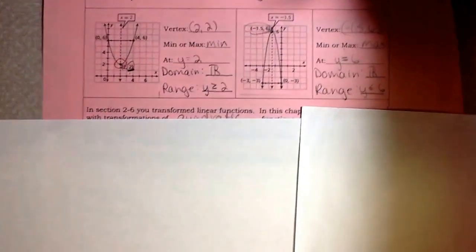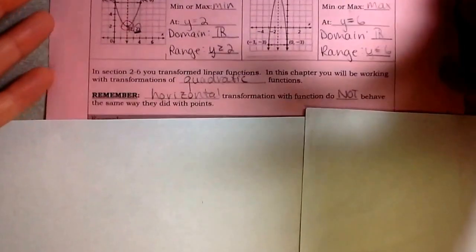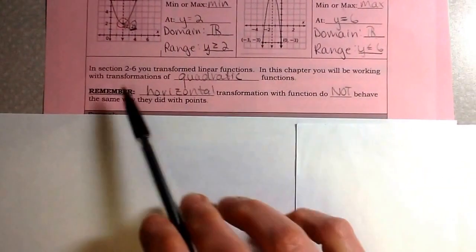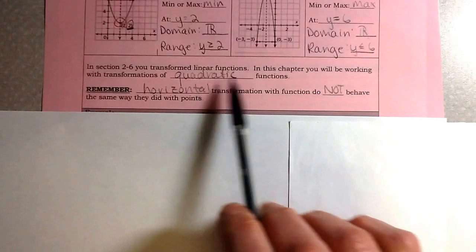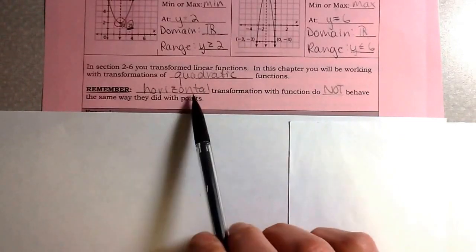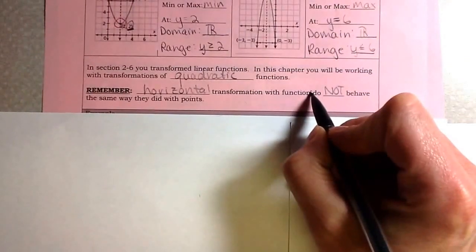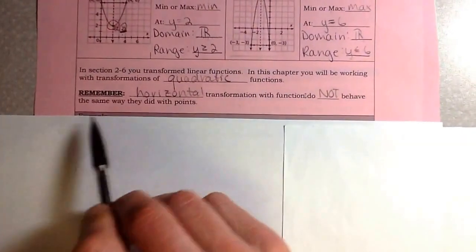All right, last thing we need to talk about is transformations. And in section 2.6, you transformed linear functions. In this chapter, you're going to be working with transformations of quadratic functions. And I want you to remember that horizontal transformations with functions do not behave the same way they did with points.